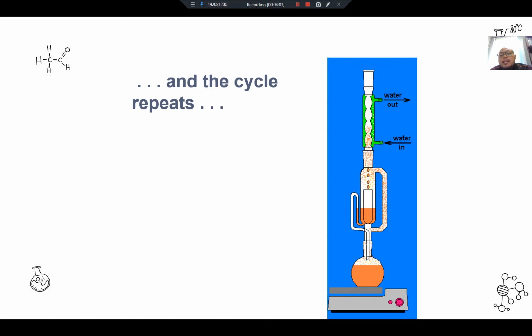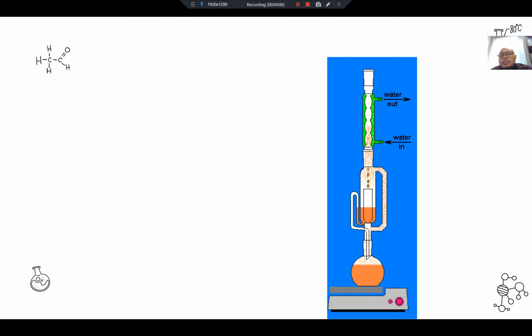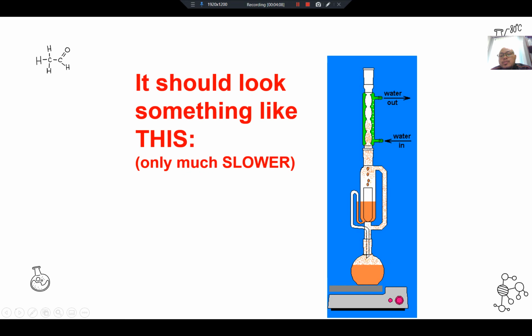Right, and the cycle repeats. Okay, it should look something like this. See, it sucks automatically. When it has started overflowing, it will come out, zoom zoom zoom. I find it hard to explain, so I can only explain it with zoom zoom zoom.